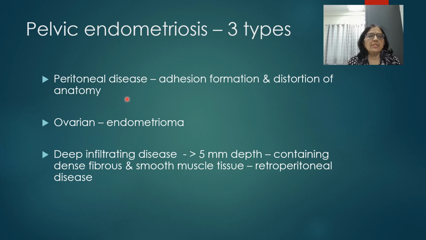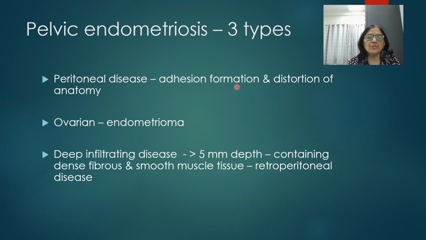In the pelvic endometriosis type, first is peritoneal disease. So here there is superficial peritoneal disease, or endometriotic lesions are present. And whenever these endometriotic lesions are present, they ooze blood during menstruation and irritate the surrounding structures. There is an increased inflammatory response also, and ultimately there is formation of adhesions.